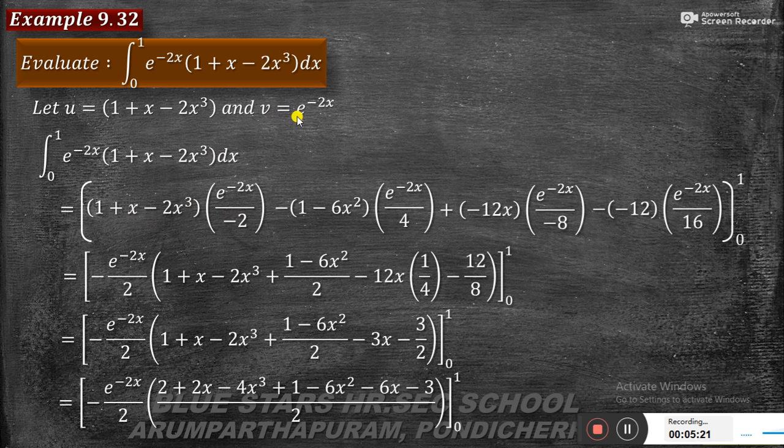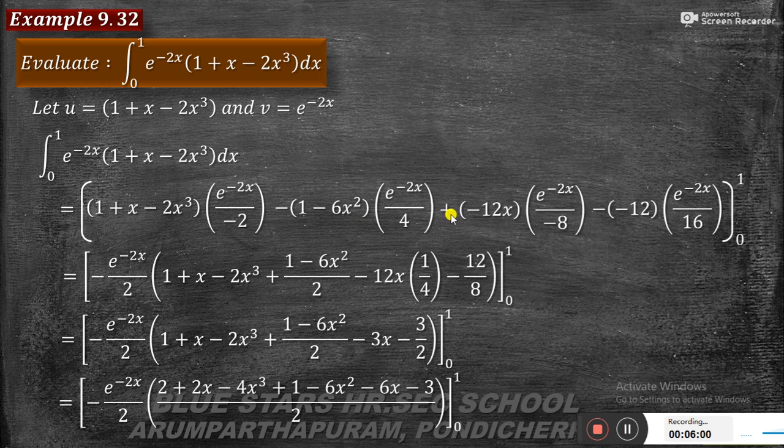So v1 equals the integration of e^(-2x), which is e^(-2x)/(-2), minus next u dash, u1, means you differentiate this. So differentiation of 1 is 0, differentiation of x is 1, minus 2 into differentiation of x cube, which is 3x square. So minus 6x square, so 1 - 6x^2 into, again you integrate this: e^(-2x)/(-2) integrates to e^(-2x) divided by, again you multiply the minus 2, minus 2 into minus 2, plus 4.